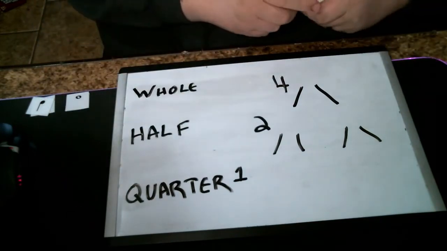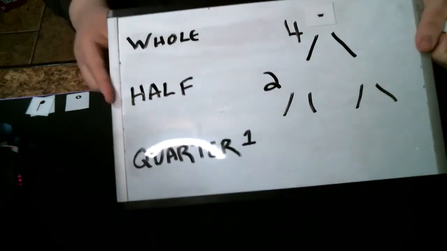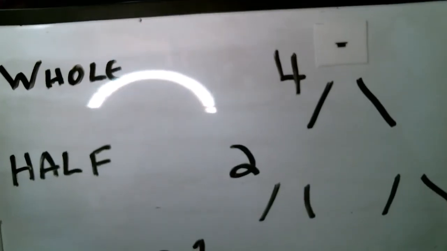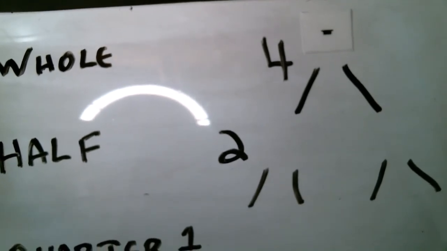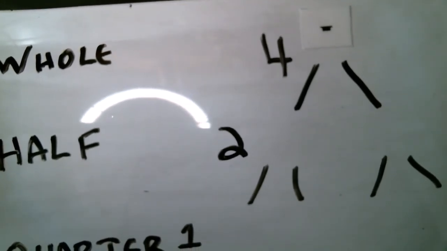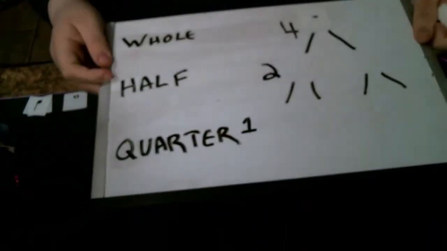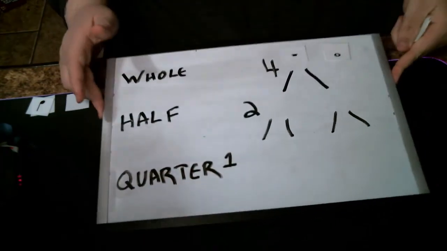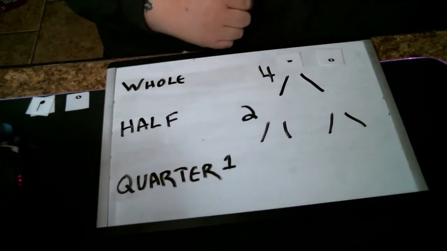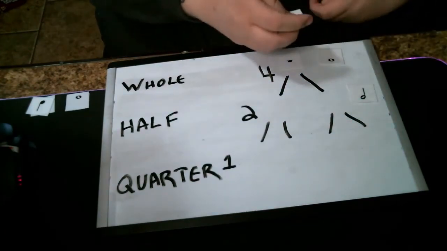Let's start with our whole rest, which is this one right here. And it hangs down from the staff line, usually off of the 4th line. And it, again, is just like a whole note. It is 4 beats. Let me put the whole note over here so we can see that. The half note gets a half rest.